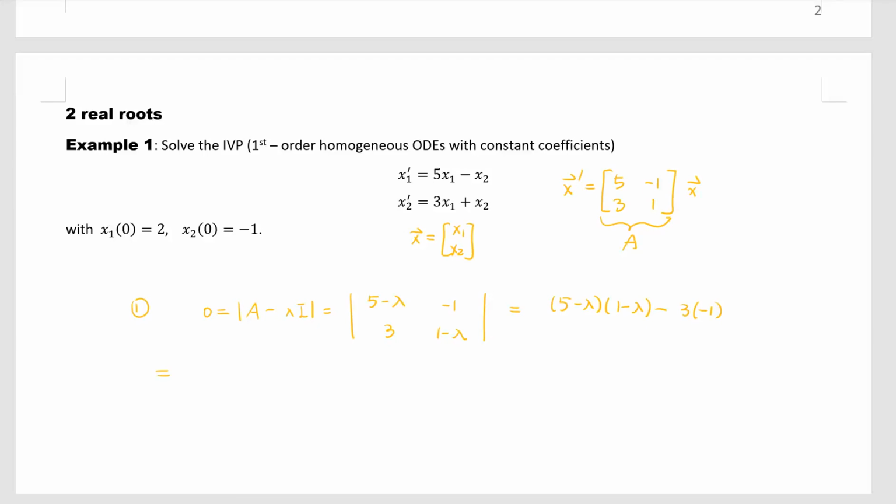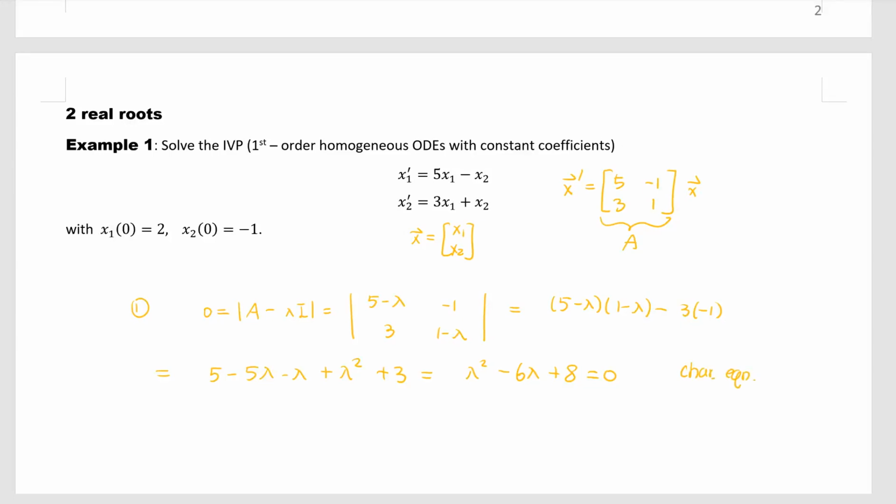Okay, what is that? Well, let's multiply out. 5 times 1 is 5. 5 times lambda, so minus 5 lambda. And minus lambda times 1 is minus lambda. And we also have plus lambda squared, right? Negative 3 times negative 1 is positive 3. And let's reorder it. So that's lambda squared, and minus 5 lambda minus lambda is minus 6 lambda, and 5 plus 3 is 8. So this is our characteristic equation.